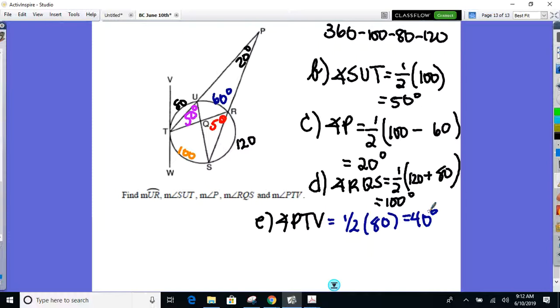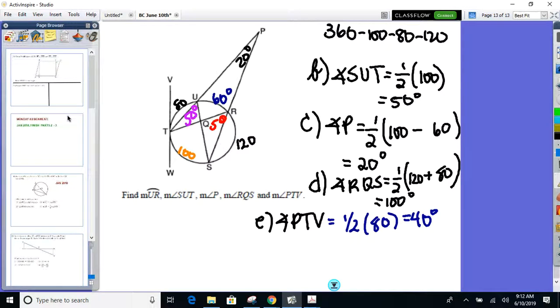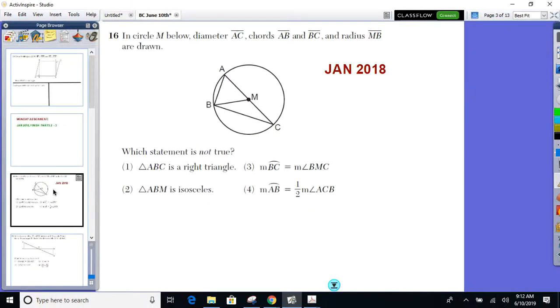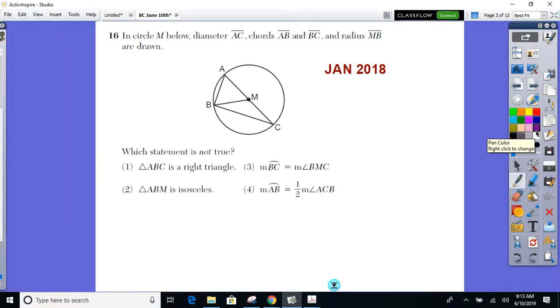Roman, we are right there. Okay, here we go. Lightning round now. Go back to your January 2018 exam. Here we go, 16. Let's go through some multiple choice real quick before we leave. While we're on the topic of circles, let's go to another one, number 16. Read these directions carefully. We're looking for the false one here.